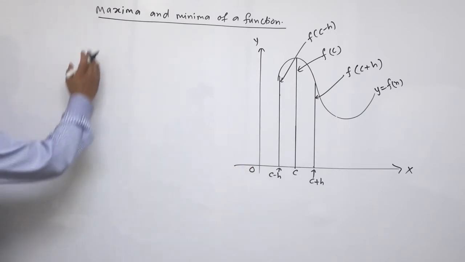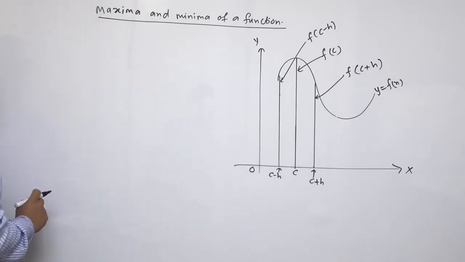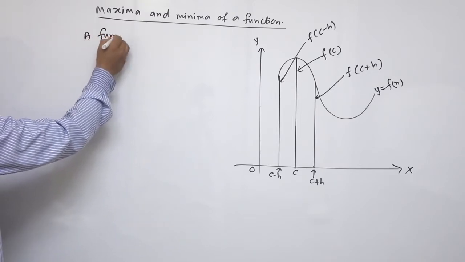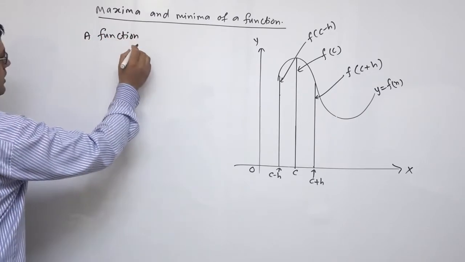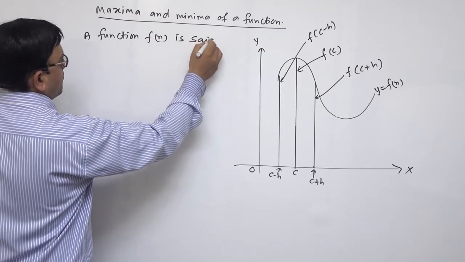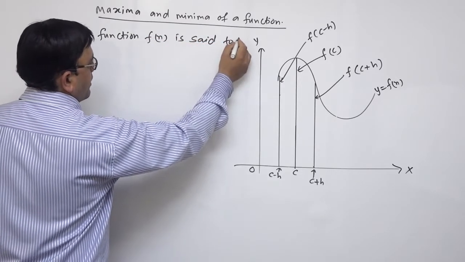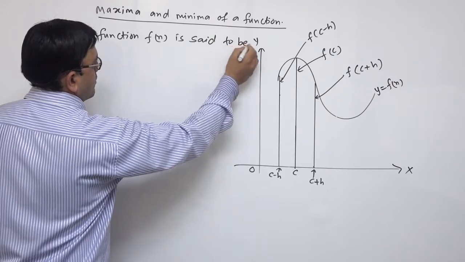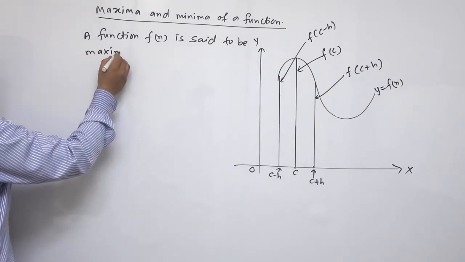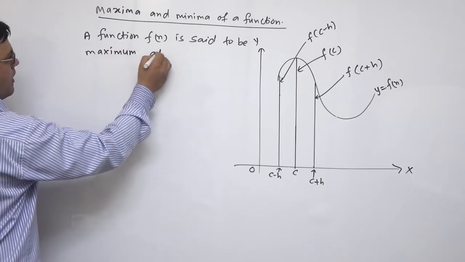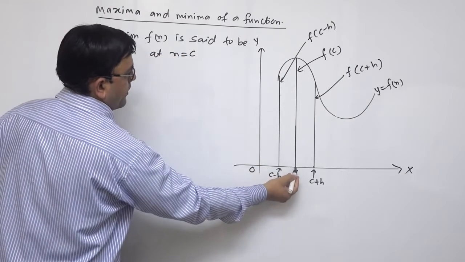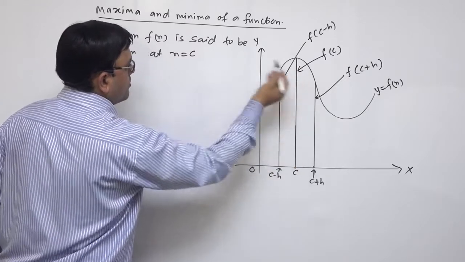So let's write the definition of maxima and minima of the function. A function fx is said to be maximum at x is equals to c. Here is c. So maximum at x is equal to c.